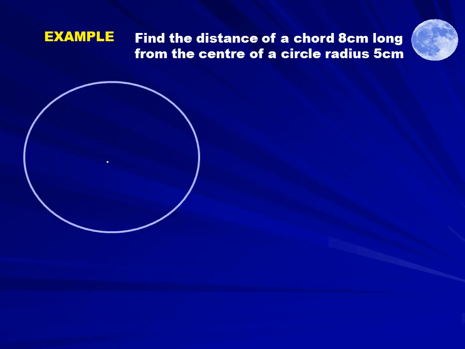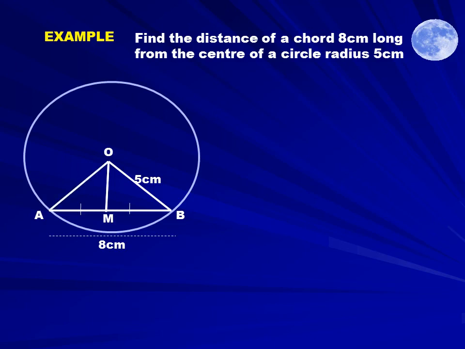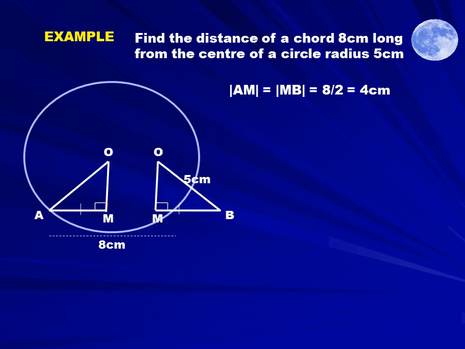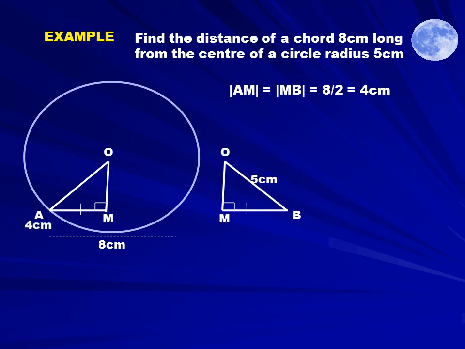Now we have an example. Find the distance of a chord that is 8 centimeters long from the center of a circle, and the radius is given as 5 centimeters. So we can complete the diagram that way. Now we know that the distance from A to M is equal to the distance from M to B, and so we can divide the length of the chord by 2. That will give us 4.